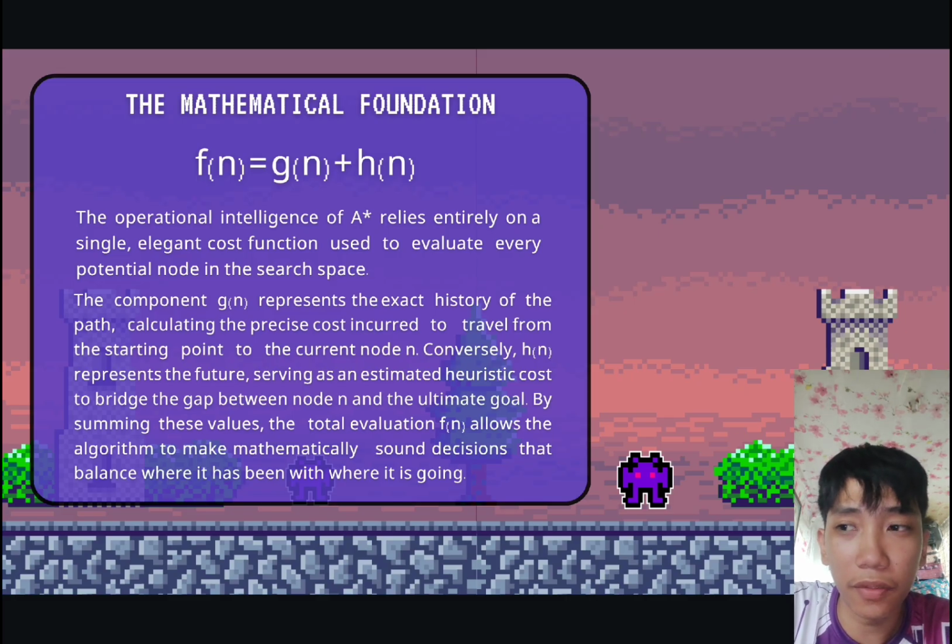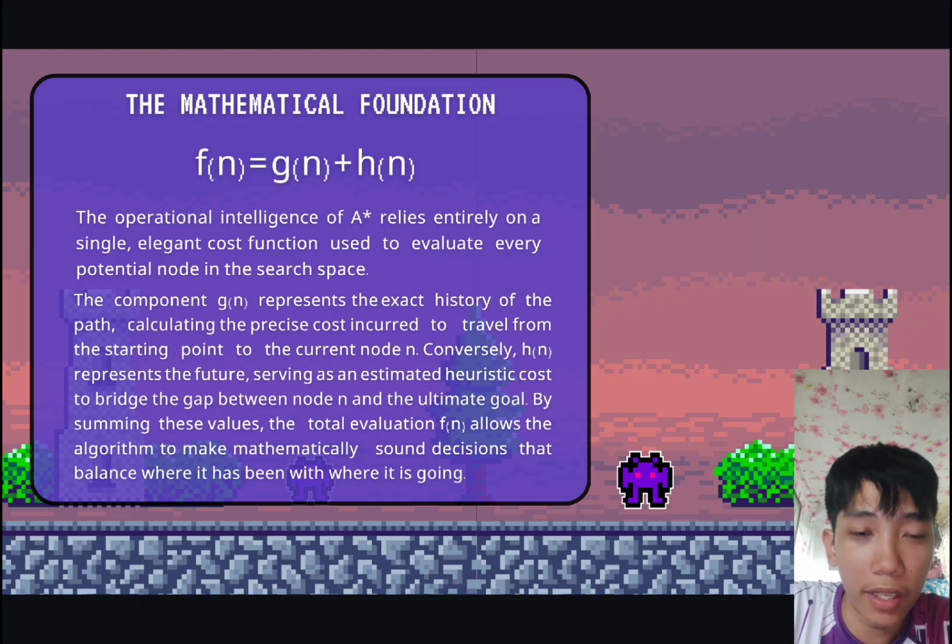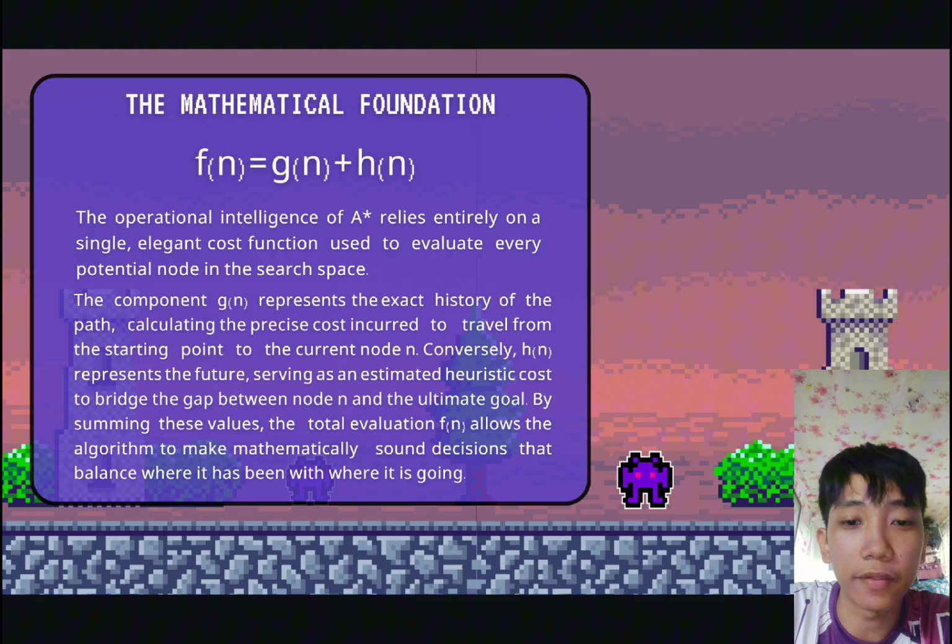Conversely, h(n) represents the future, serving as an estimated heuristic cost to bridge the gap between node n and the ultimate goal. By summing these values, the total evaluation f(n) allows the algorithm to make mathematically sound decisions that balance where it has been and where it is going.